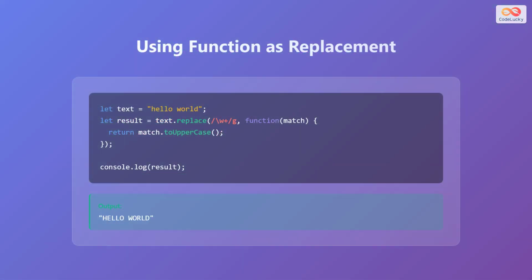Now let us learn how to use a function as a replacement. A function can be used to dynamically generate the replacement string based on the matched pattern. We declare a variable text and assign it the string hello world. Then we declare a variable result and assign it the result of calling the replace method on the text variable, replacing the regular expression pattern /\w+/g with a function that takes the matched string as an argument and returns the uppercase version of the matched string. Finally, we print the result to the console, which outputs HELLO WORLD. This demonstrates the use of a function to dynamically generate the replacement string.